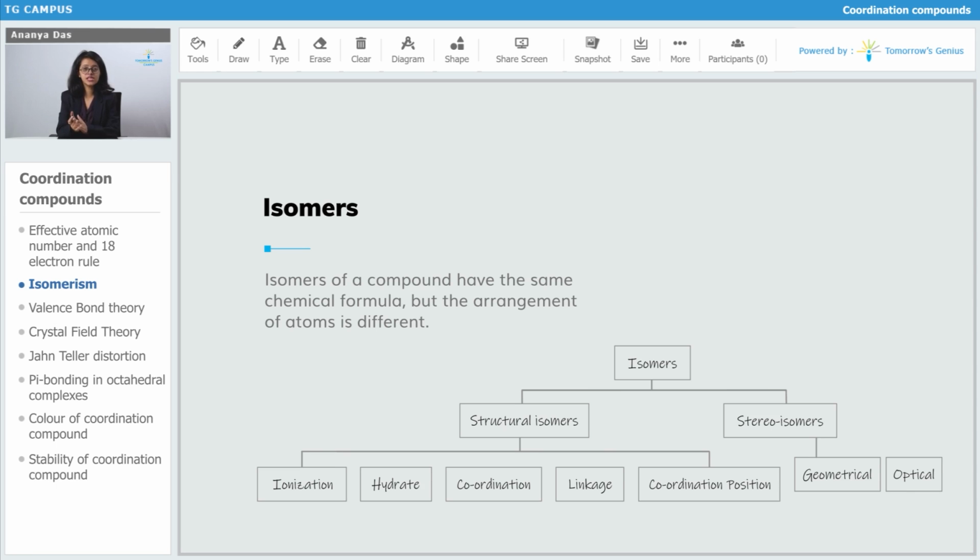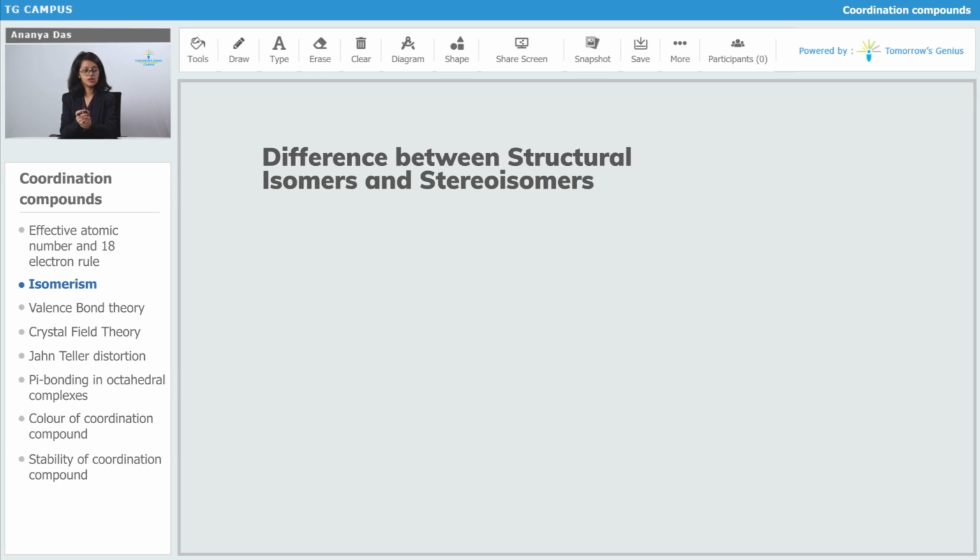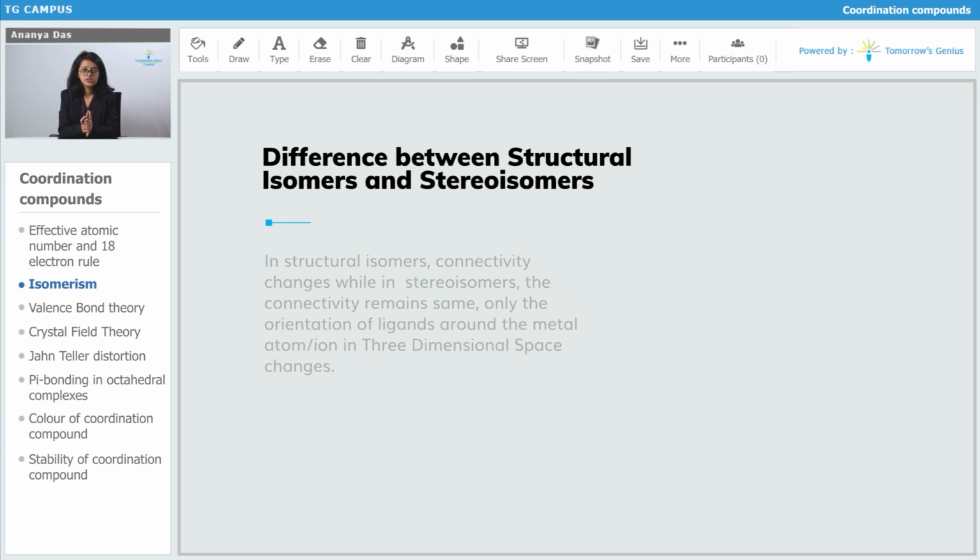So now let's see what is the difference between structural isomers and stereoisomers. The difference is that in structural isomers the connectivity changes. The connectivity between the carbon-carbon changes. Whereas in stereoisomers the connectivity does not change, only the orientation changes. If I take an example of organic chemistry, you'll be able to understand that better. So let's just take an example of organic chemistry right now.